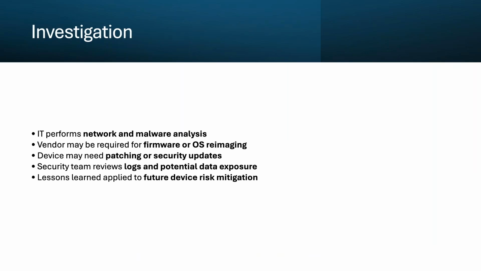Investigation. Once a device is reported compromised, here's what happens during the investigation and remediation process. Our IT team immediately begins network and malware analysis. They'll examine network traffic, identify malicious software, and determine how the device was compromised and what systems may have been affected. The forensic work is critical to understanding the scope of the incident.